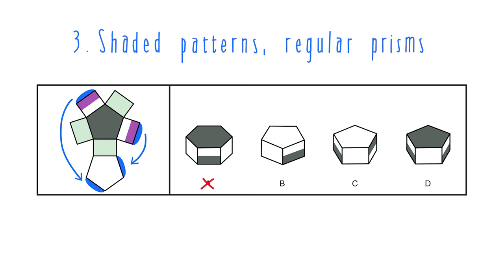So just according to this fact alone, we can eliminate choice B and choice C, because each of them show a blank half bordering the blank pentagon. But choice D looks about right, showing both blank halves bordering the shaded pentagon.